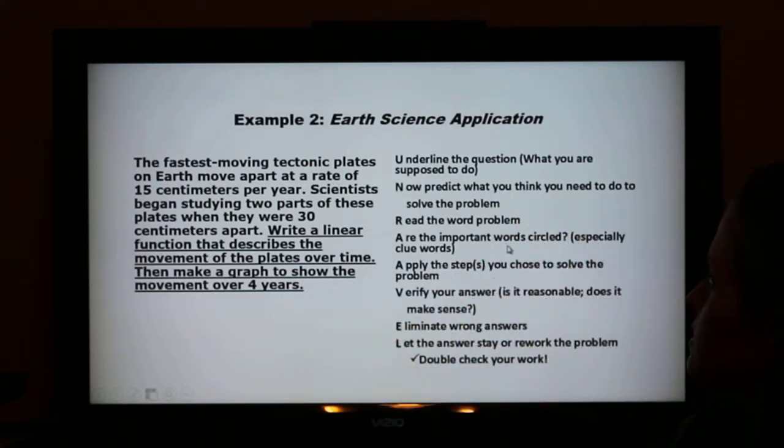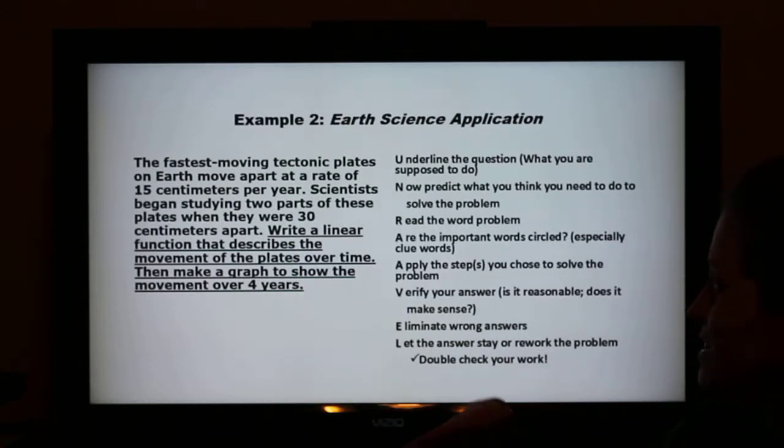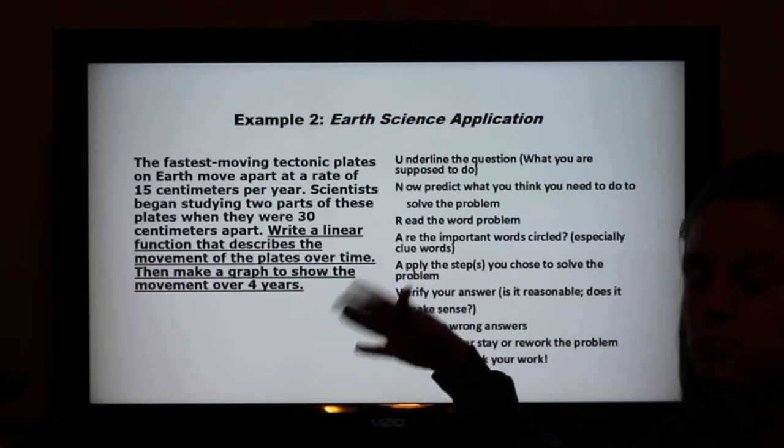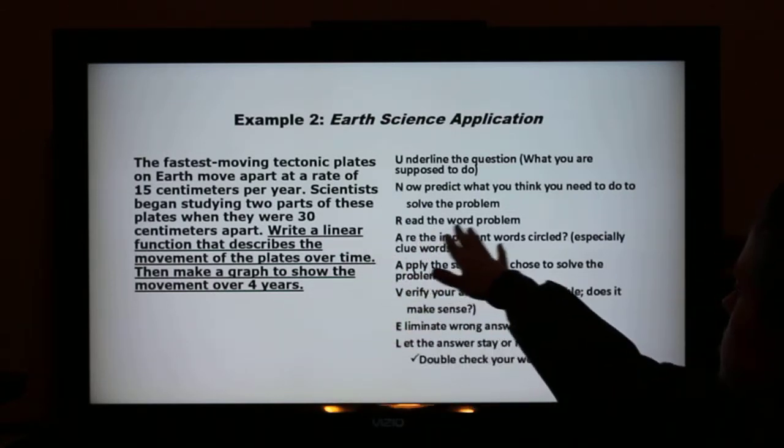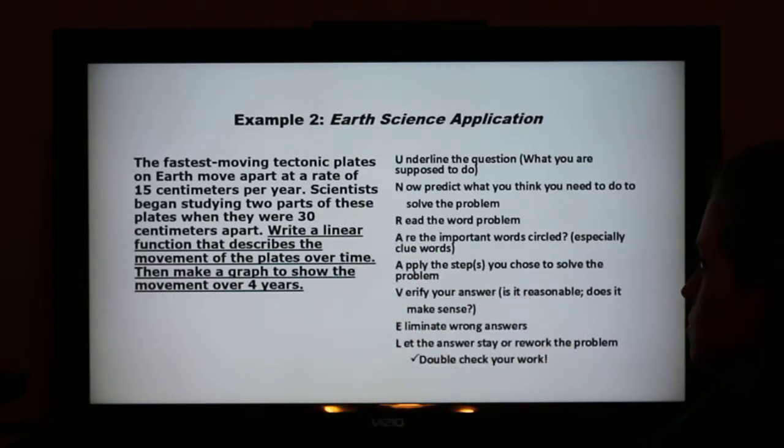Well, I'm predicting I'm going to need to write a linear function and graph it. But I don't have enough information in that statement to know what I need to do. Okay, so read the word problem. Now I'm going to go through here and read everything in this word problem.